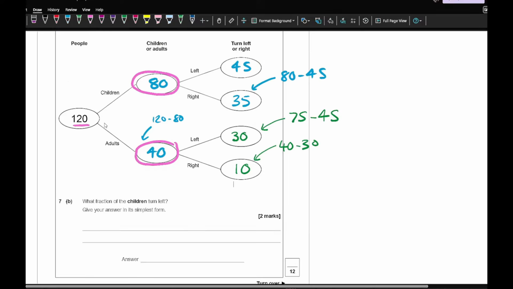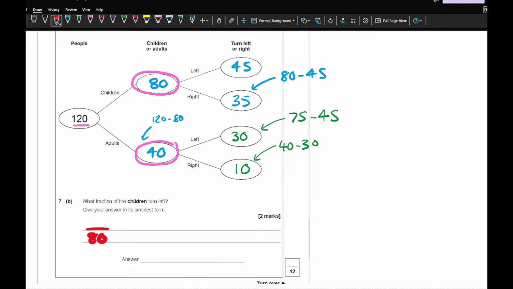Then for B, it says what fraction of the children turn left. Give your answer in its simplest form. So here we're just looking at the children, and the number of children is 80. And out of those children, how many turn left? Well, that's going to be 45. So the fraction we need to simplify is 45 over 80.